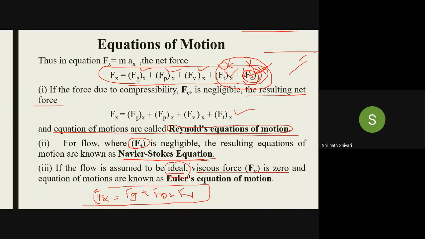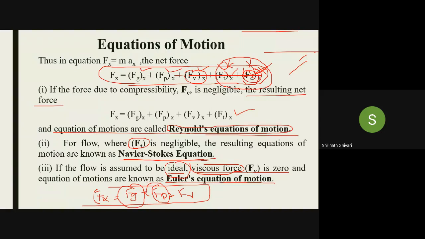It is written here that viscous force is zero means it is an ideal fluid. When we are neglecting the turbulence force Ft, Fc and the viscous force, considering an ideal fluid, we get an equation of motion known as Euler's equation of motion. This Euler's equation of motion is obtained by considering the gravity force and the pressure force acting on the fluid.